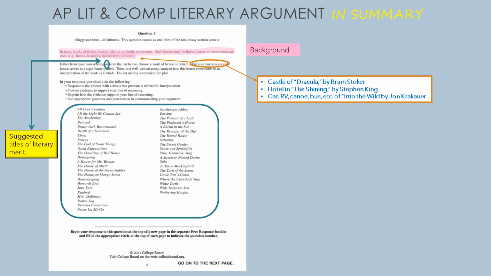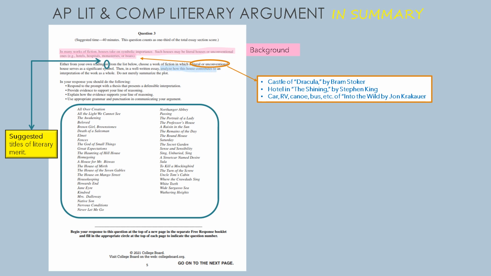Remember at the beginning how I stated that the argument is dependent on perspective? Here again is an example where a house can be like the castle in Dracula by Bram Stoker, the hotel in The Shining by Stephen King, and the car, recreational vehicle, canoe, or bus from Into the Wild by John Krakauer can all be unconventional homes. The AP exam essays are about demonstrating your ability to think creatively about books and the world and apply that knowledge to your writing.